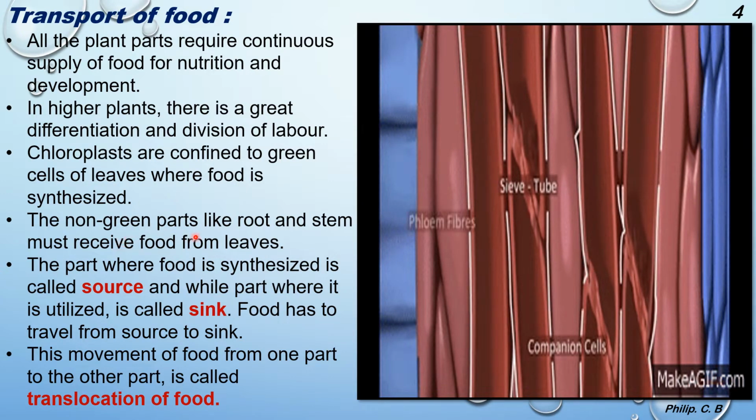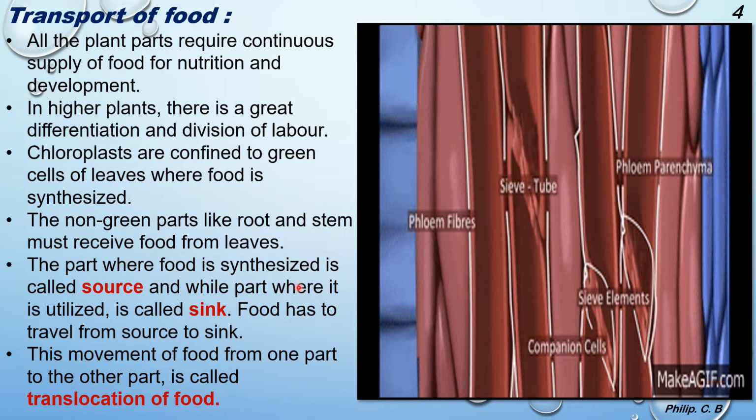Further, the non-green parts like root and stem must receive food from leaves. As food is prepared in the leaf, from the leaf it has to be passed to the non-green parts, that is mainly the stem and the root.